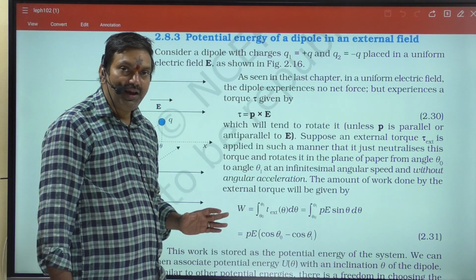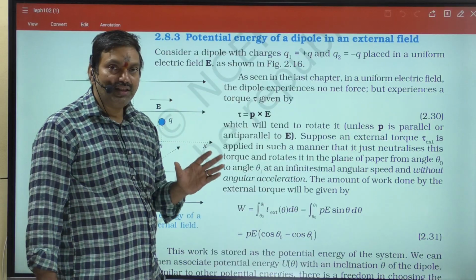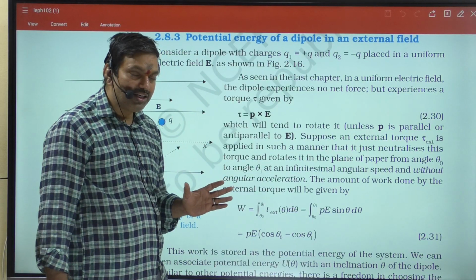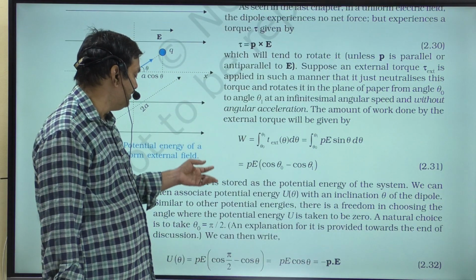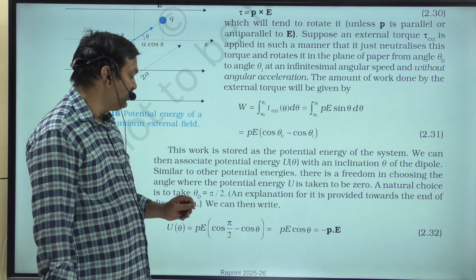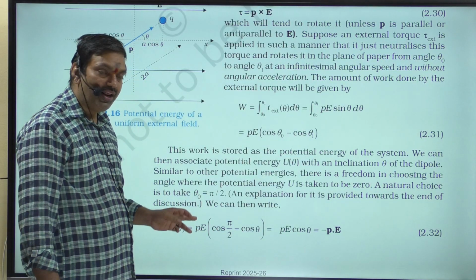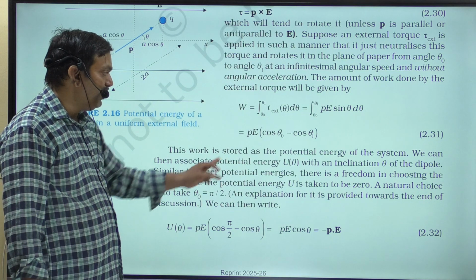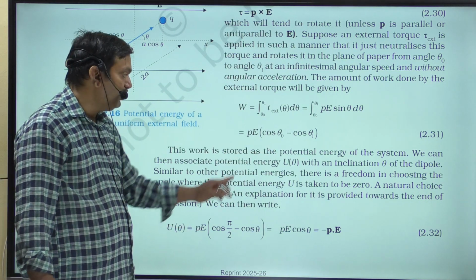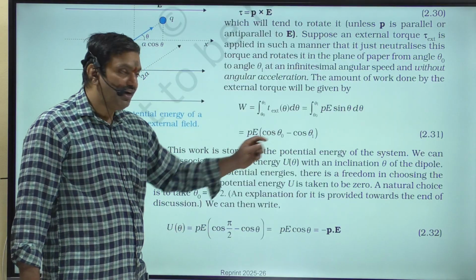As I told you in the beginning, the potential energy is nothing but the work that is done in the system, which will be saved as potential energy. So we can say that this work stored is in the form of potential energy, and the expression for potential energy is capital U, which is again a function of theta. So U of theta is equal to P into (cos theta naught minus cos theta 1).